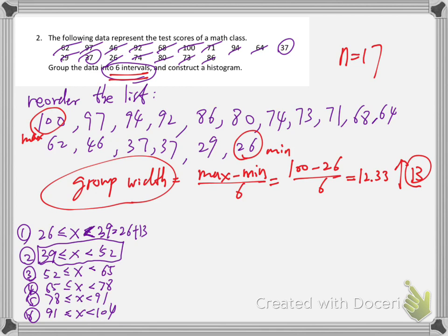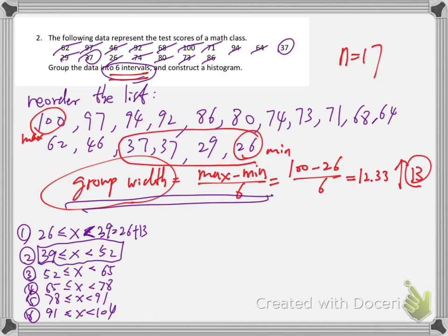So this is a very important formula. We use maximum minus minimum divided by how many groups? Okay, 6 groups. Okay, so now we just need to tally, count how many given numbers are in each group, right? So the first group is 26 to 39. We have 4 numbers, right? These 4.